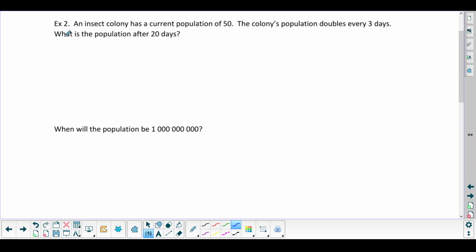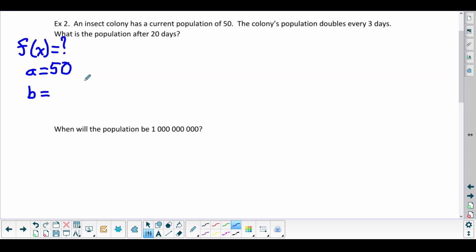So it's asking what the population is after 20 days. Well, that is our f of x. That's what we're trying to find. We're trying to find the population after 20 days, at the end. It says that the current population is 50. So that'd be our initial amount. That's our A value. A is 50.